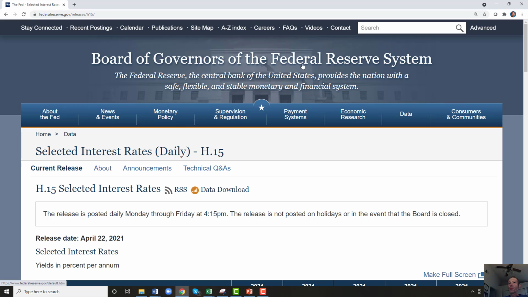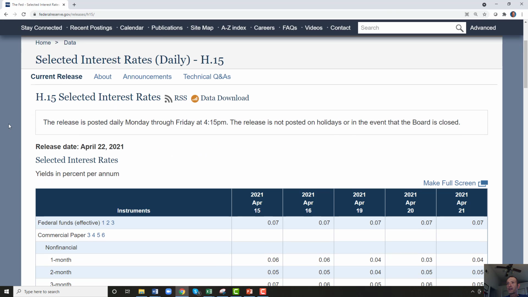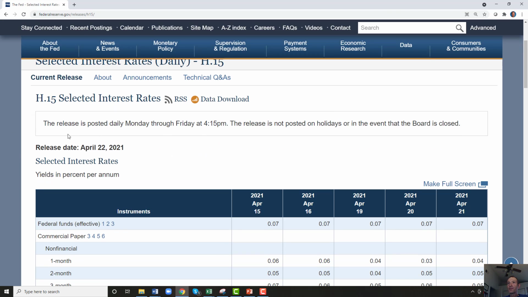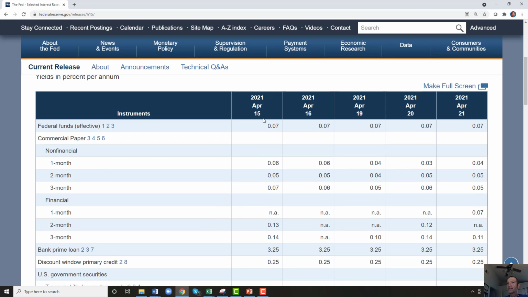So I've gone to the Board of Governors. If you do H15, I'm not sure what H15 stands for, but if you type H15 in Google, this will probably be the first site that comes up. And it's a good site. You can also get historical data, and they have links to get you this historical data. But this is just the latest data on interest rates.